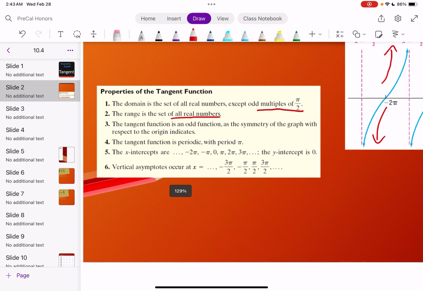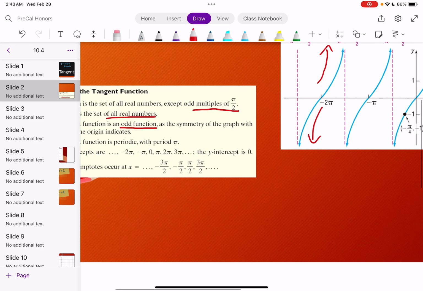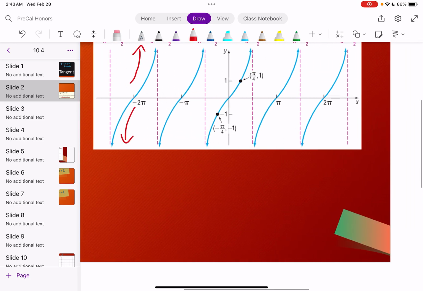When we take a look at the trig function for tangent, it is also going to be seen as an odd function. So it is a symmetry that goes from the first quadrant to the third quadrant, and it is a reflection over the origin.